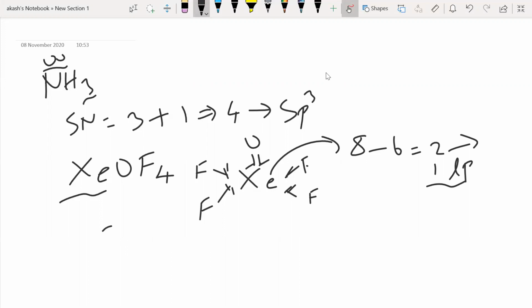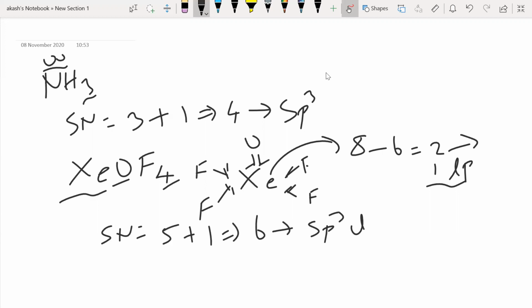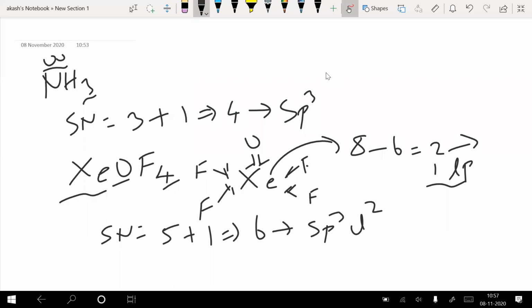So when I go for the steric number, how many atoms are attached? 1 oxygen atom, 4 fluorine atoms, totally making it 5. And how many lone pairs? Lone pair is 1, making it 6. So obviously I'm going to have sp3d2, with 1, 2, 3, 4 for sp3 and 2 for d2. Yes, your answer is correct. So it is going to be sp3d2. So just by looking at the molecule, you can predict what will be the hybridization.